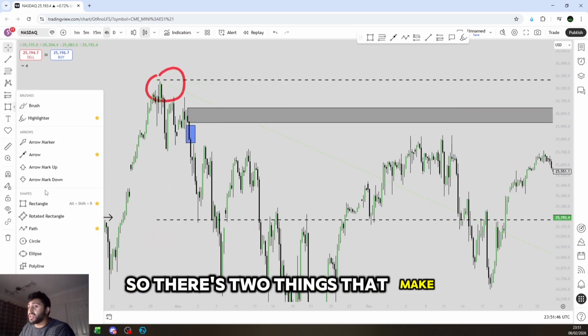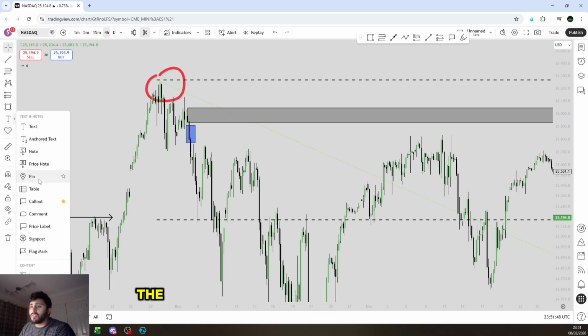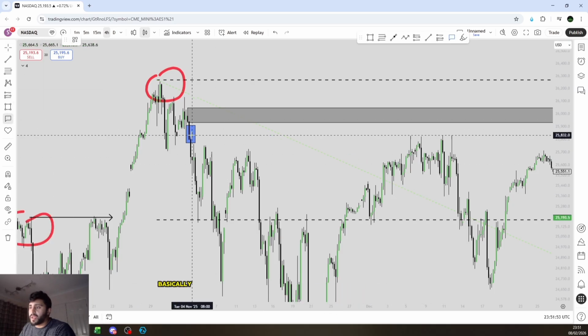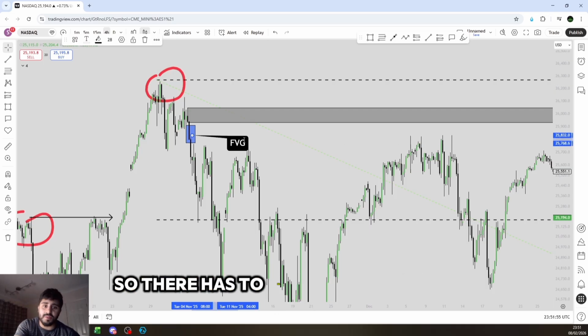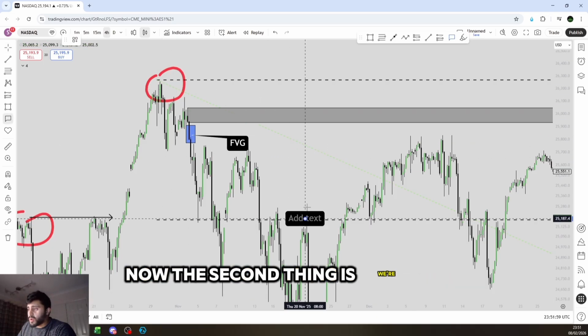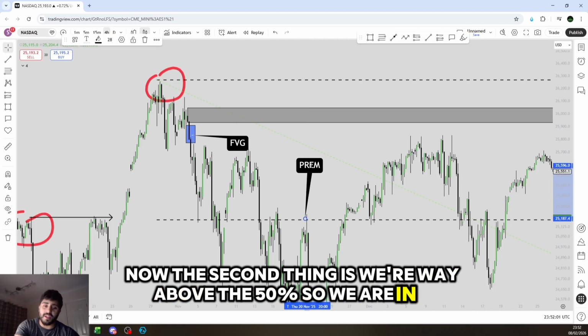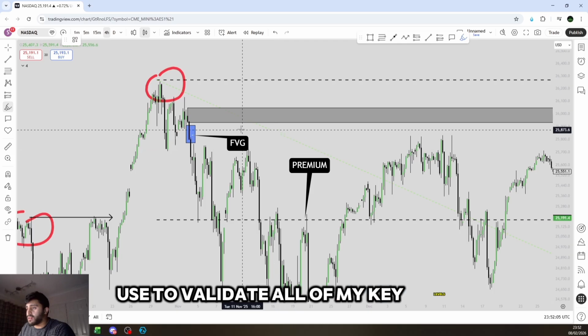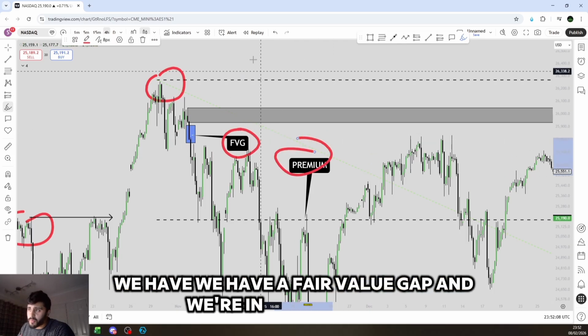So there's 2 things that make a POI for me, right? The first thing comes down to there being a fair value gap. So there has to be a fair value gap in order for it to be a POI. Now the second thing is we're way above the 50%, so we are in a premium. So these are the 2 things that I use to validate all of my key levels. We have a fair value gap and we're in premium, right?